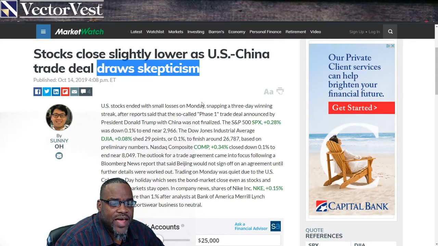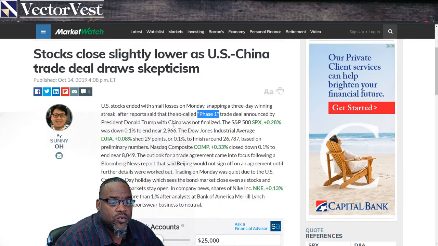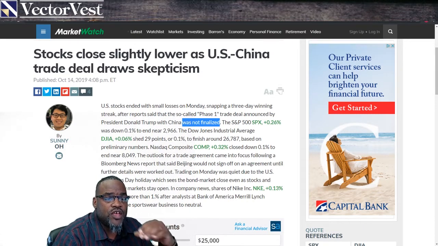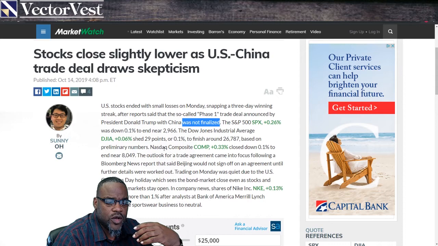All right, notice that we are going to be rolling out different phases. Phase 1 of the trade deal was announced by President Trump, but with China it was not finalized. Interesting. So coming off of that Monday, the market did feel good, knowing that there was a possible moving forward of the trade deal. So the market responded. The S&P on that day was only up about 0.25%, and the composite was up 0.3%.